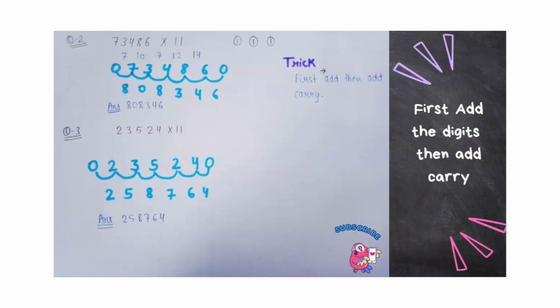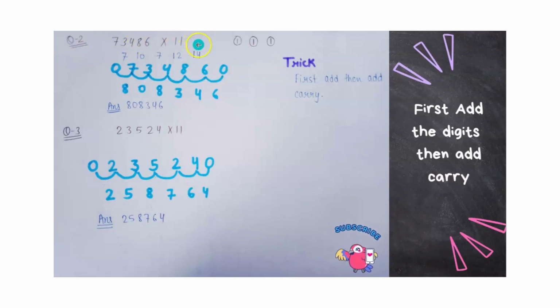Here we have another question. This is the question: 73,486 is going to be multiplied by 11. Without some practice, we can't understand anything. Therefore, I have taken lots of examples and I'm doing all the series in this video. So let's understand this question number 2.